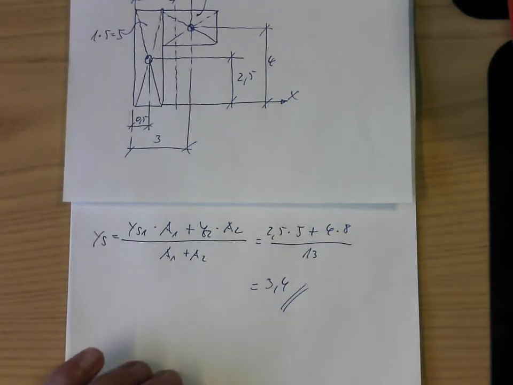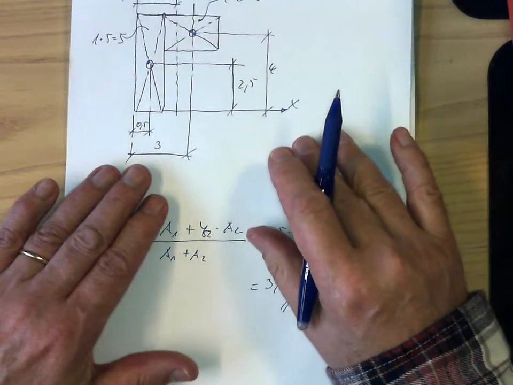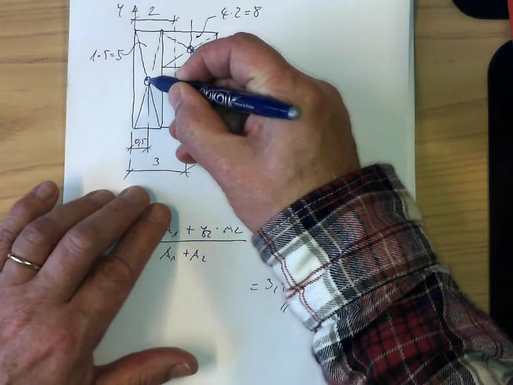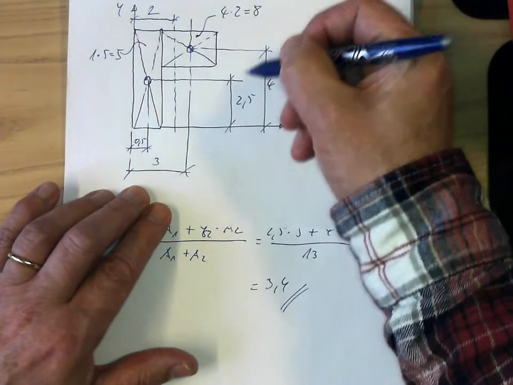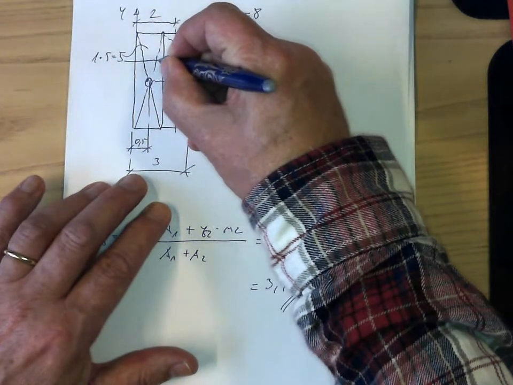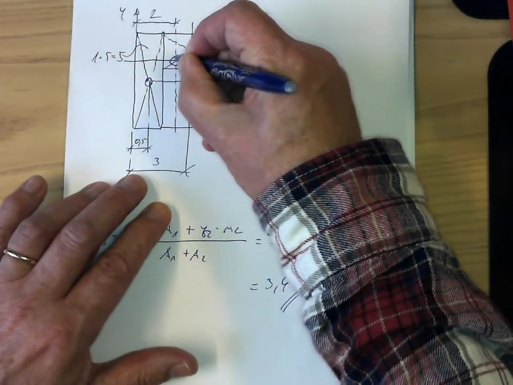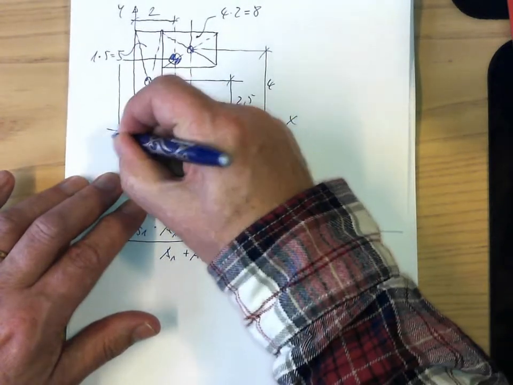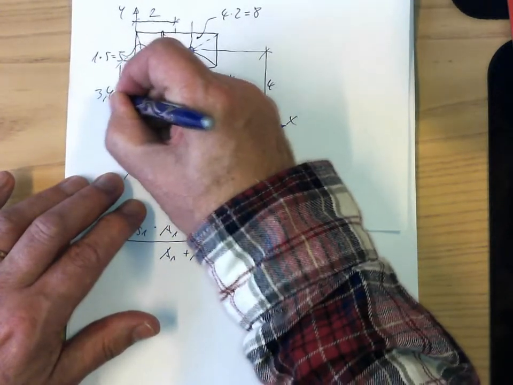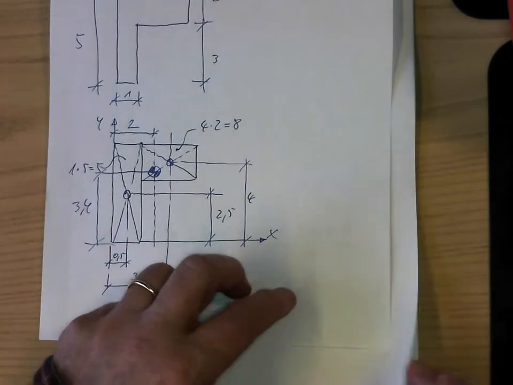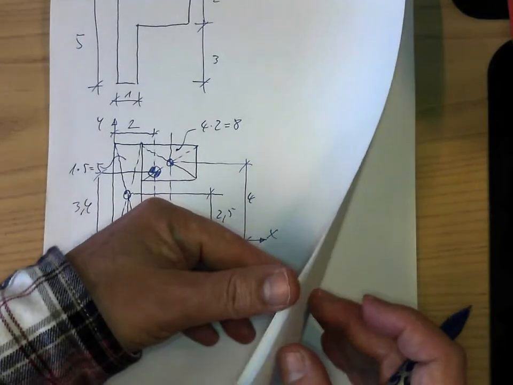So it means, if you look into the picture, the ys is here, from here to here is 2.5, then here that is 3.4, so we are here in this position. Here we have the center of gravity of the whole area. This position here is 3.4.